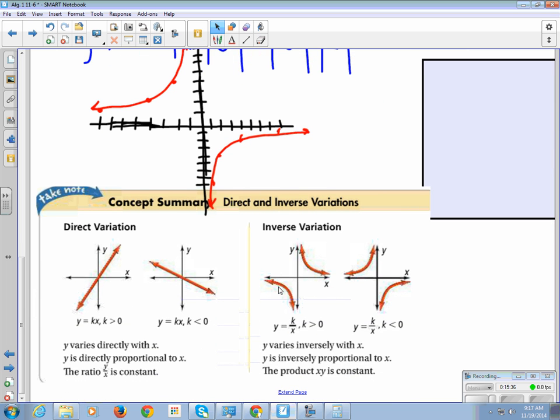Okay. So just so you can put an eyeball on direct variation versus inverse variation. Direct variation is a straight line that goes through the origin. Your slope could be positive or it can be negative. Inverse variation is these U-shaped graphs with, if k is positive, it's in the first and the third quadrant.